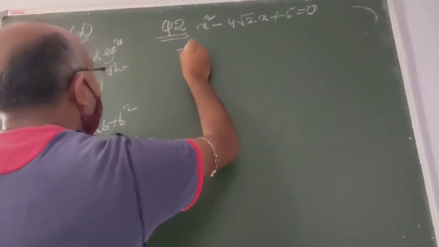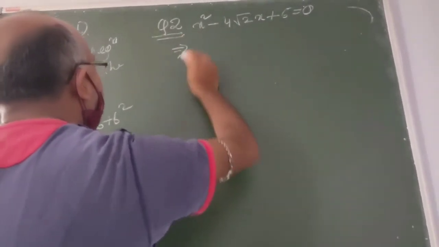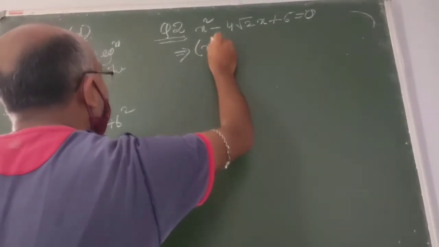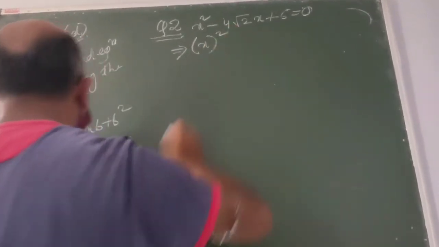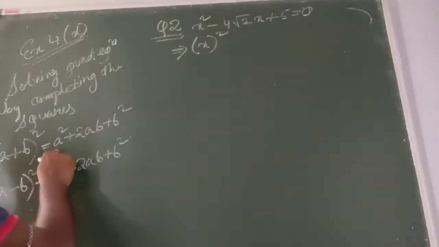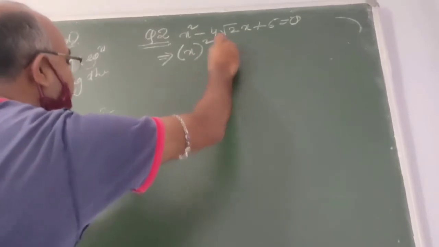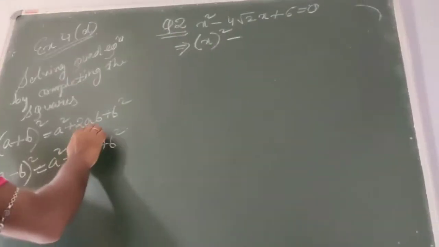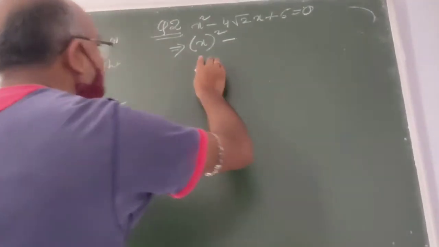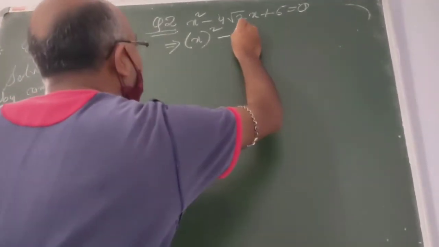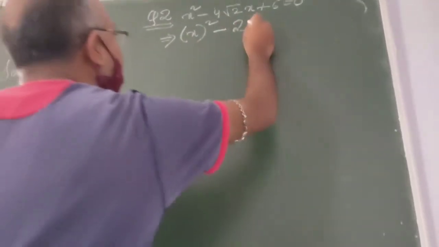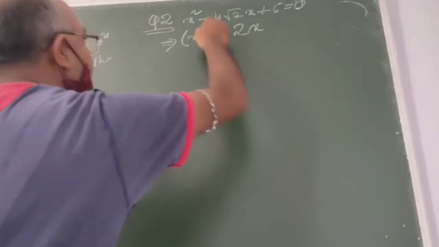See, whatever term is in the beginning, the first term, if we can make it a square, we should make it a square. This one, x square, means your a square. If it is plus, you will put plus here. If it is minus, you will put minus here. Then the formula says twice ab. Twice means always 2, and a means your x, because a square is x square.